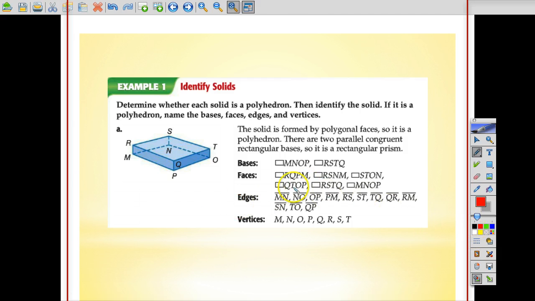Edges, we're going to name all the lines. So MN, NO, OP, PM, and then RS, ST, TQ, QR. Those are all the edges, and then don't forget the sides where you have RM, SN, TO, QP. Okay, so those are all the edges. The vertices, you're naming just the points, so you have R, S, M, N, Q, T, P, O.